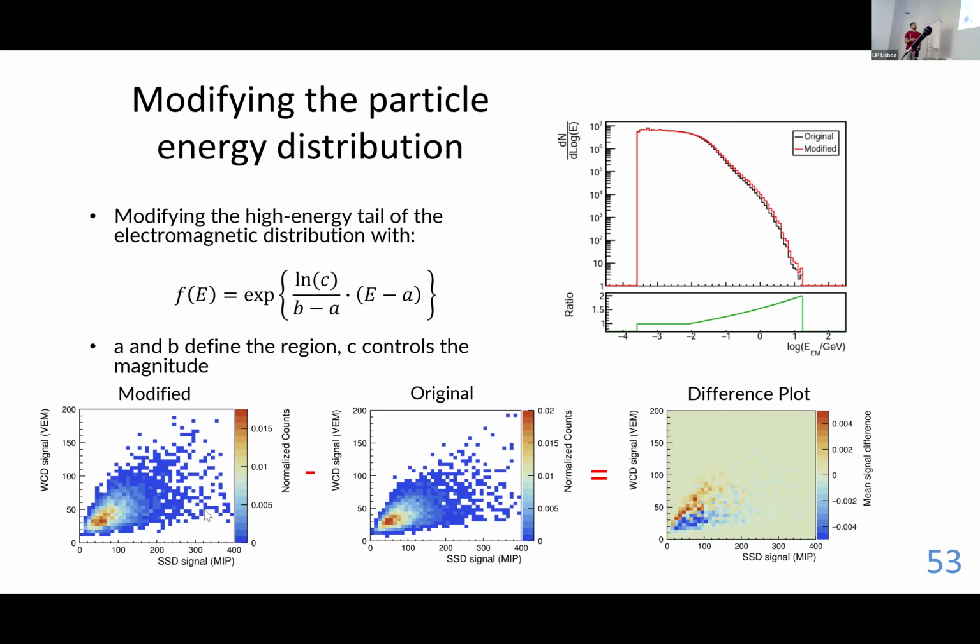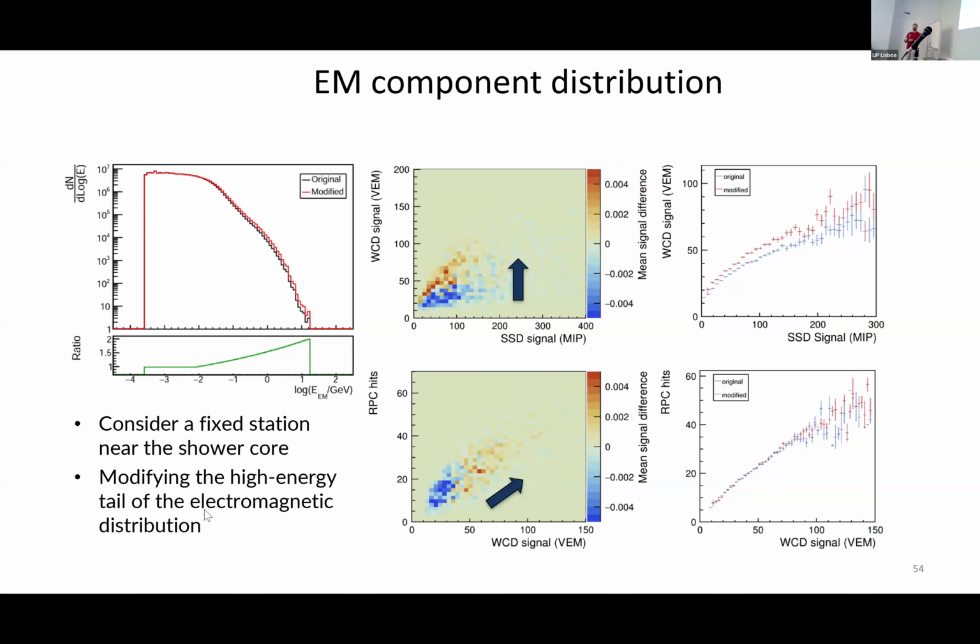It doesn't seem to say too much, but when you take the difference, you can see the blue ones are a deficit and the reddish ones are a surplus. And so you are migrating events from here to there. This one is the Water-Cherenkov signal compared to the SSD signal. Since we have different responses, we expect the plots to evolve differently. In this case, we are testing the electromagnetic component, and we are looking at the signal in the Water-Cherenkov detector versus the SSD. And here we are looking at the RPC hits versus the signal on the tank. So what do you expect?